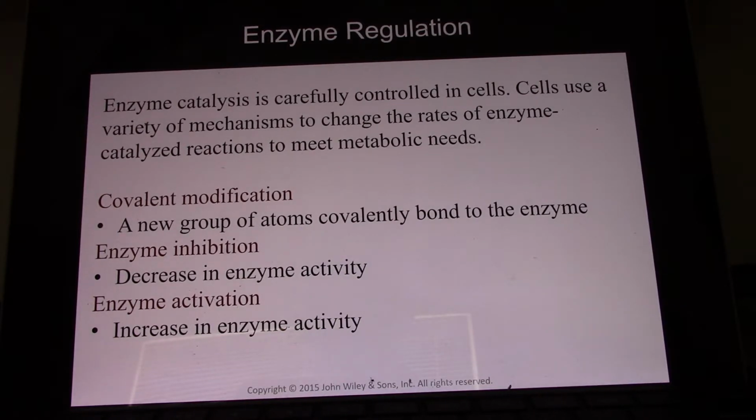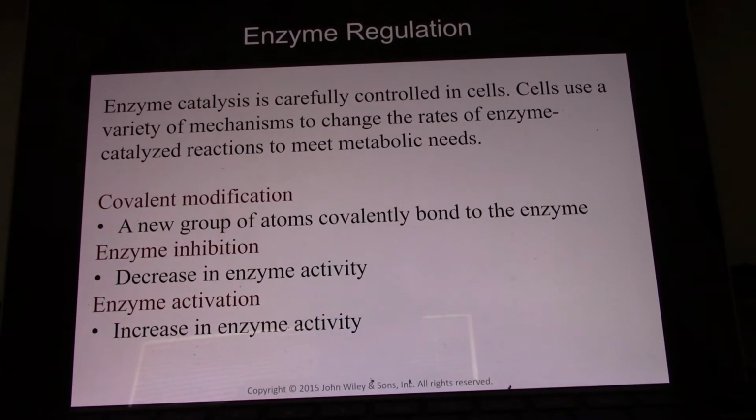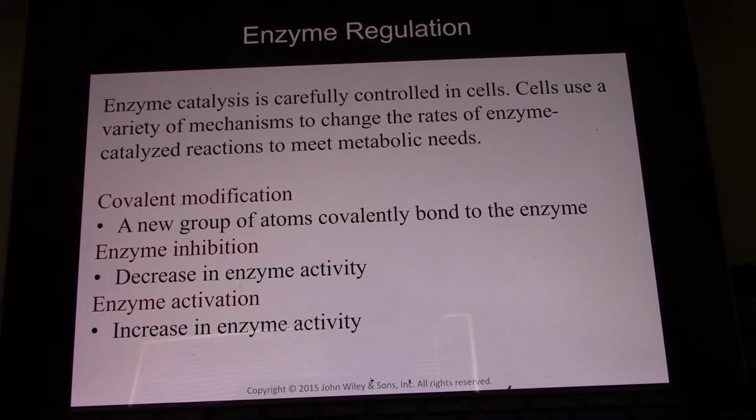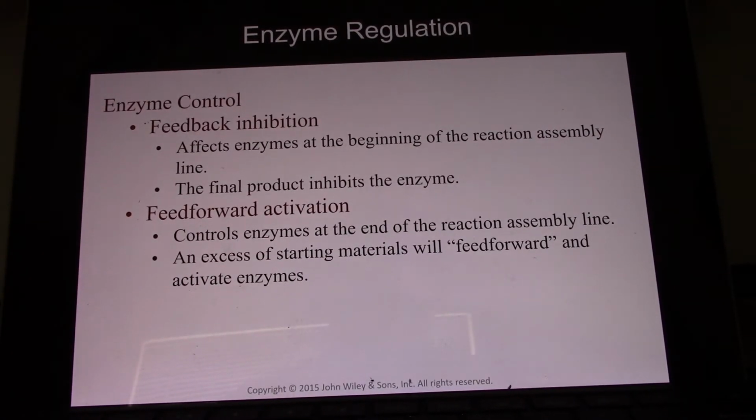Enzyme regulation. Enzyme catalysis is carefully controlled in cells. And we can modify them covalently by adding on a new molecule, like we talked about. Kinases add phosphates to molecules. Enzyme inhibition: these decrease the enzyme activity. And enzyme activation increases enzyme activity. And you can do both. You can make the enzyme work harder or work slower, depending on what you need.